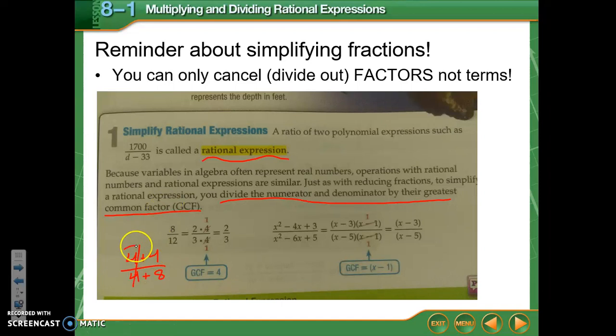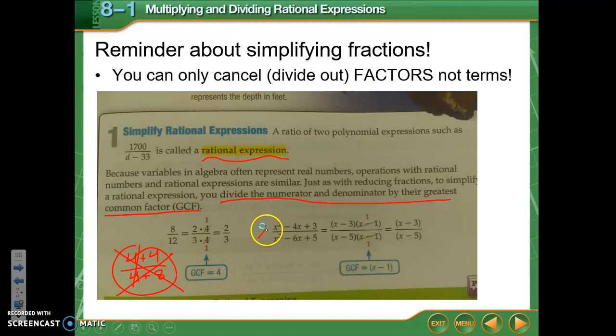No, this is bad. Math crime, serious, serious math crime. In this case, I was crossing out terms. I'm not allowed to do that. I can't divide out a term because it's being added or subtracted. I'm only allowed to divide out factors, the greatest common factor in the numerator and denominator, and it has to be a factor of the whole numerator or the whole denominator.